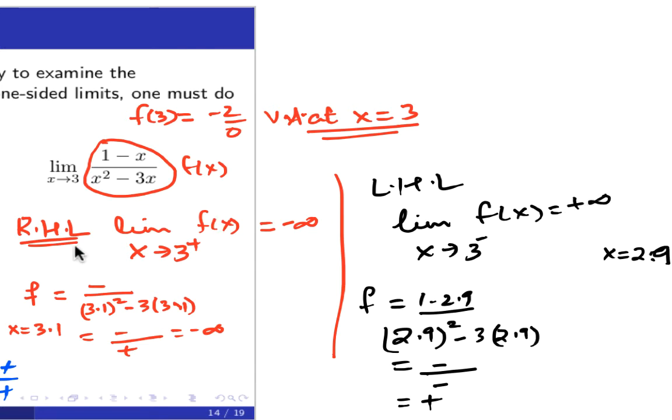And clearly the right-hand limit is not the same as the left-hand limit. Remember, even the graph was showing us that. The values were basically either increasing without bound or decreasing without bound.